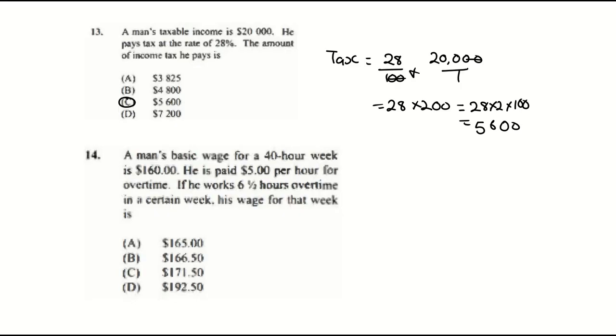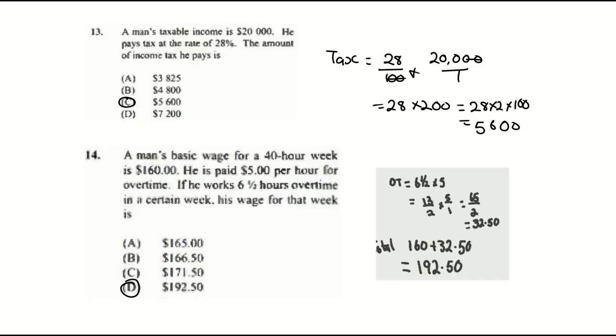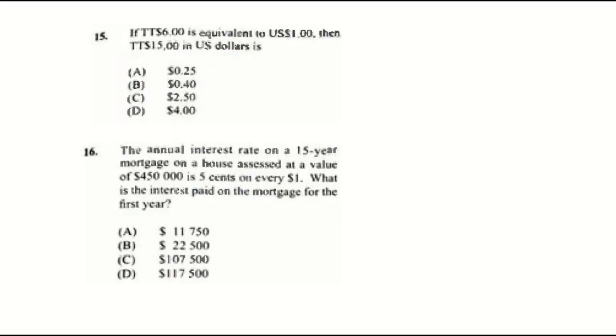Right? A man's, we did this question already, it's 192. His total wage is 192. Overtime would be 32.50, and then his basic wage is 160. So his total is this. Right, let's do the next one. This is a repeated question. We only saw it once. It was 250. Right? TT to US, it was 250.